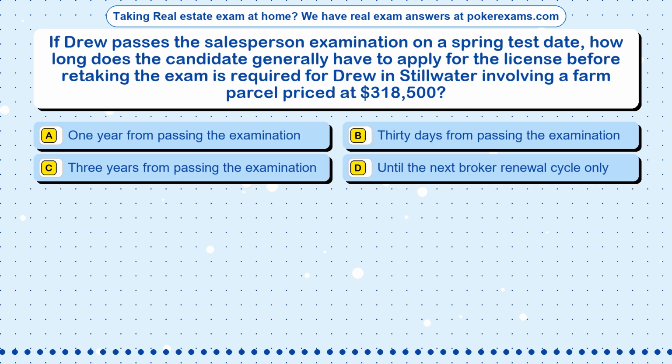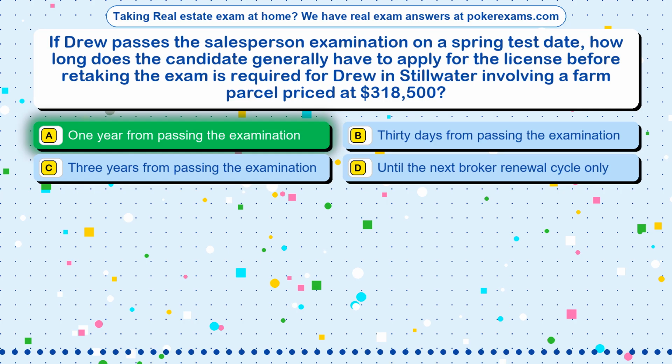Question 29. If Drew passes the salesperson examination on a spring test date, how long does the candidate generally have to apply for the license before retaking the exam is required for Drew in Stillwater involving a farm parcel priced at $318,500? Option A, 1 year from passing the examination. Option B, 30 days from passing the examination. Option C, 3 years from passing the examination. Option D, until the next broker renewal cycle only.